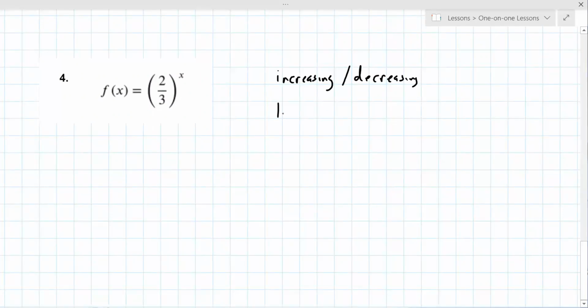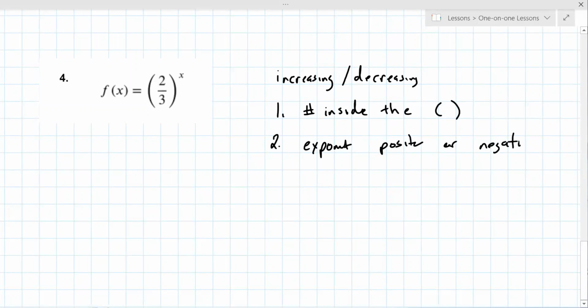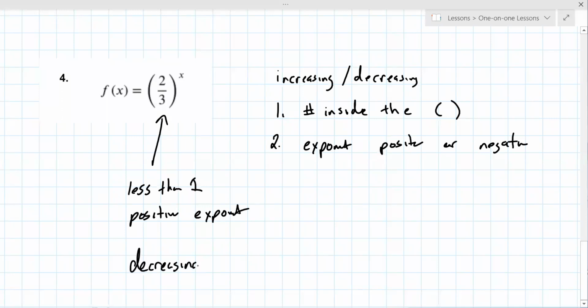The first thing it depends on is the number inside the parentheses. And the second thing, it depends on whether the exponent is positive or negative. So there ends up being like 4 cases that you have to learn. Here, because this number is less than 1 and it's a positive exponent, this one is decreasing. But for example, if it was a negative exponent, the fact that it's less than 1 would be offset by the fact that there's a negative exponent there.